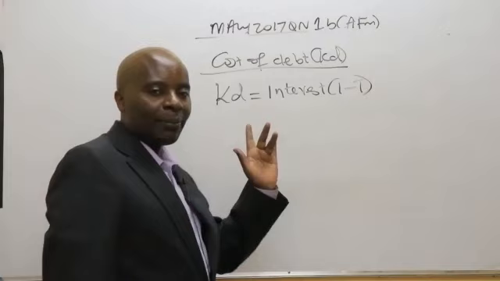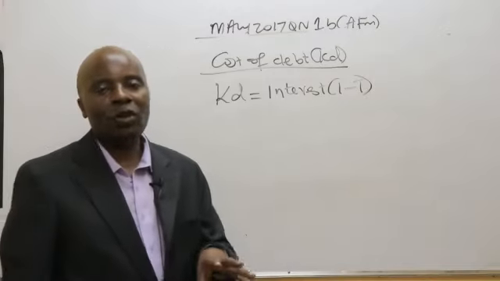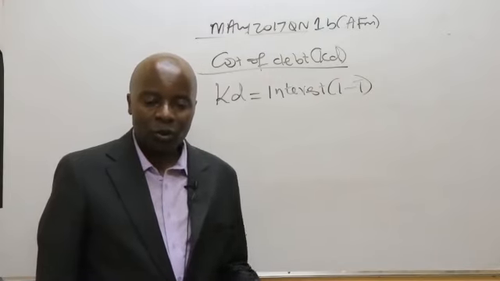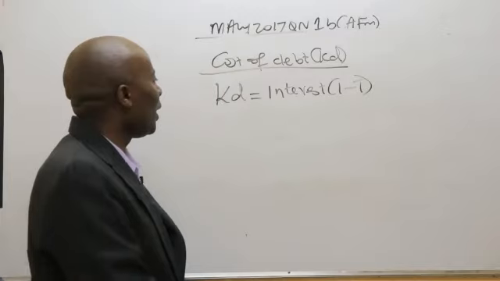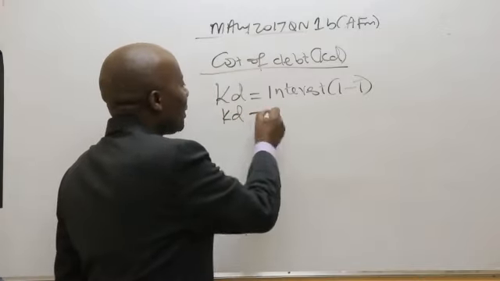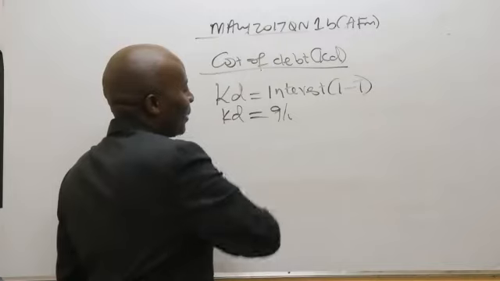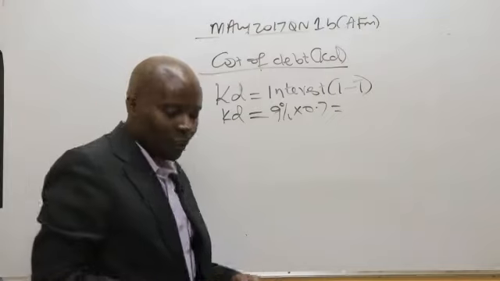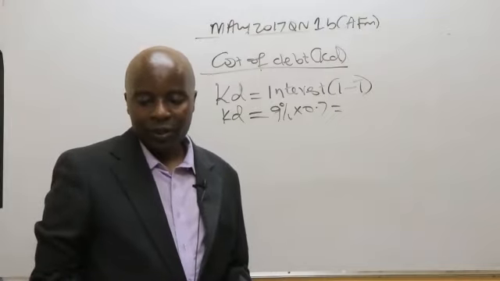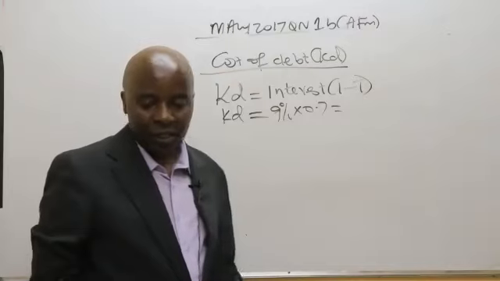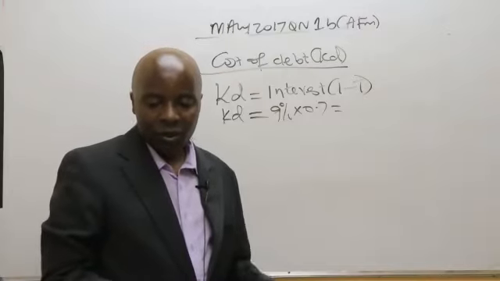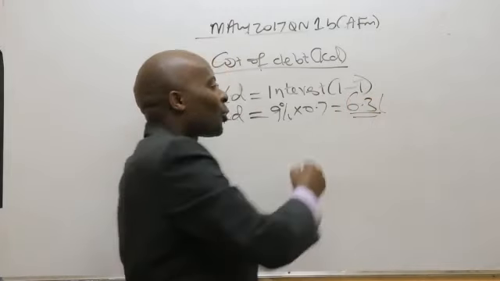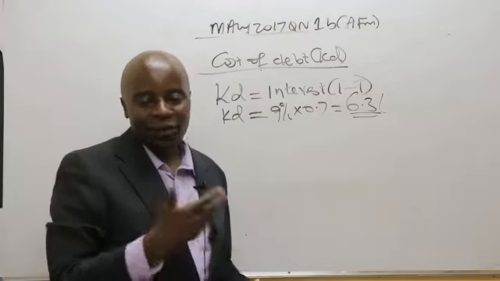So remember, this is only applicable in situations where we are not given the market value of debt, in situations where we are not given the flotation cost of a bond. So ladies and gentlemen, if that is the case, then the KD of this 9% will be the interest rate, which is 9%, times 0.7, which will end up giving us what figure? So 9% times 0.7 gives 6.3, the same. But remember that this particular formula is not cross-cutting. There is a condition that has to be met.